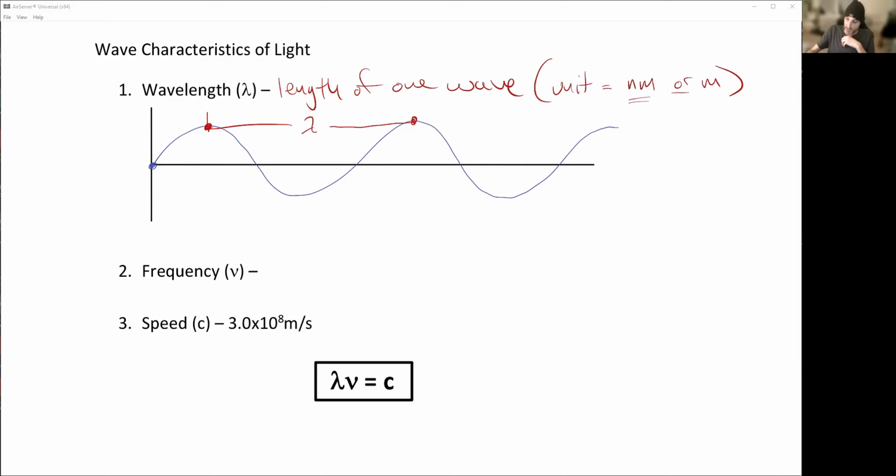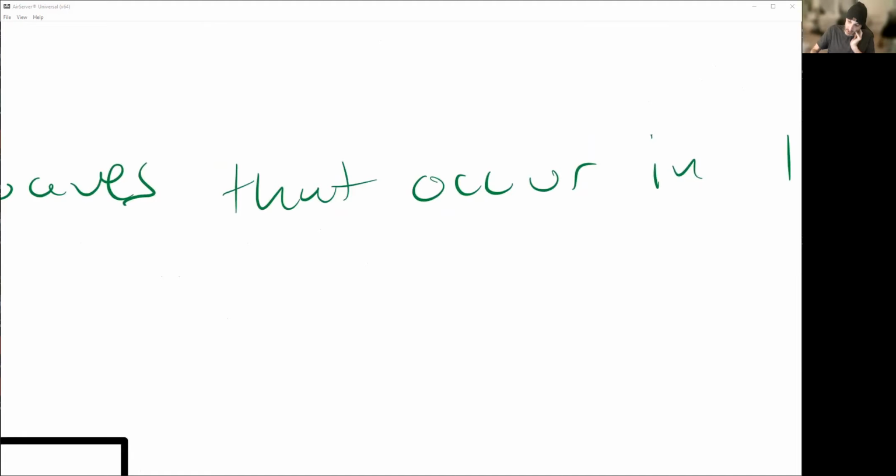Frequency. So frequency, on the other hand, is slightly different. As we can see in this last equation here, wavelength and frequency are related. So frequency is defined as the number of waves that occur in 1 second. So the unit for this is interesting. The unit is per second. So ultimately this is waves per second.